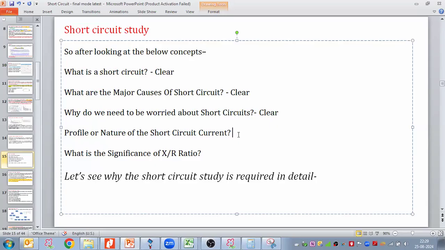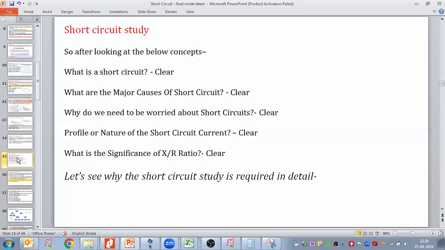The profile or nature of the short circuit current. I don't know how many of you are clear or not clear. If anyone has any doubt, please discuss with me. What is the significance of the X by R ratio? That also we discussed. Am I clear with the significance of X by R ratio? Yes, sir.